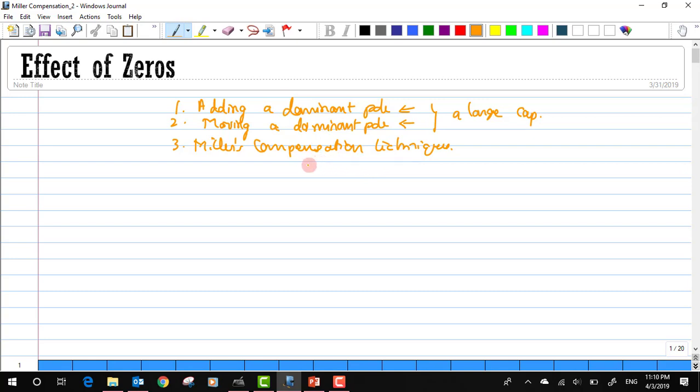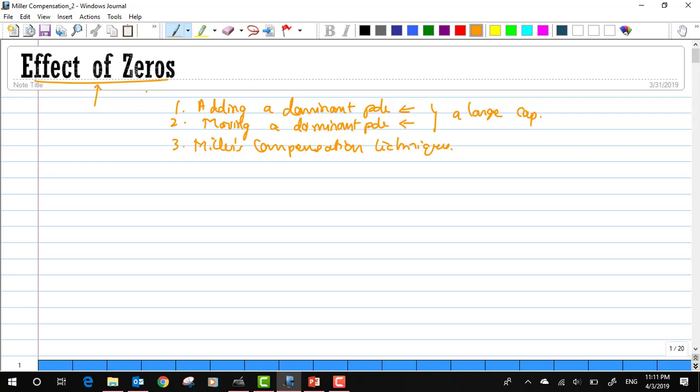But before we begin the discussion about the Miller compensation technique, we will review the effects of zeros with respect to both the step response in the time domain and the frequency response in the frequency domain. So we will spend some time reviewing the effect of zeros in this first part of the Miller compensation technique video, while the second part of the video will actually discuss the Miller compensation technique.